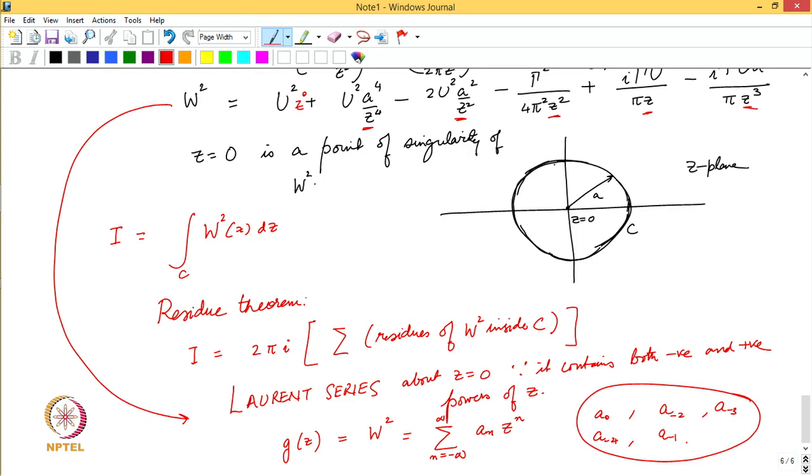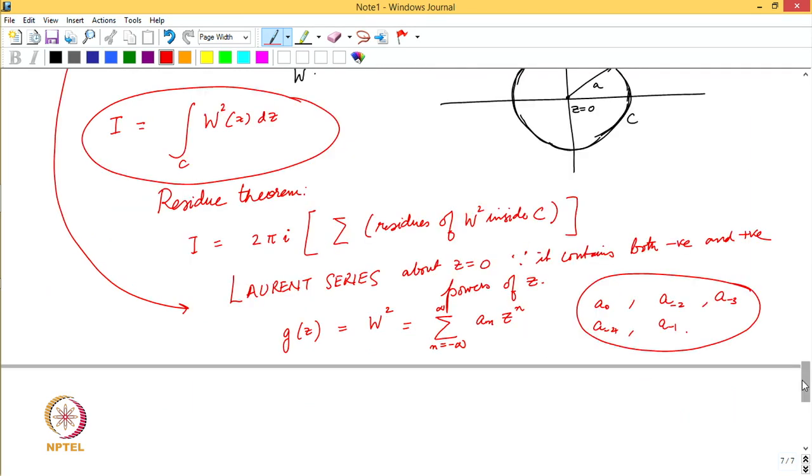Okay, if you just compare the series with this, which you can put in this form. To compute this integral I, the only term of significance is the coefficient of z to the power minus 1, which we are saying is a minus 1, for instance. This is the only thing that we need to compute this integral I.